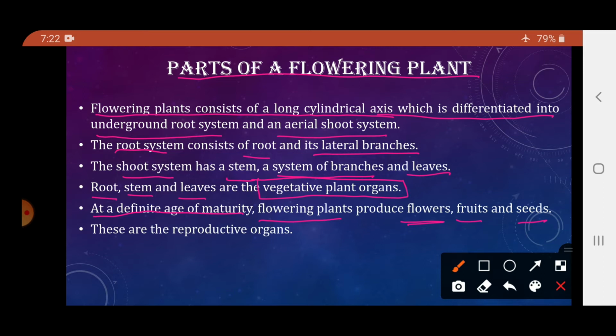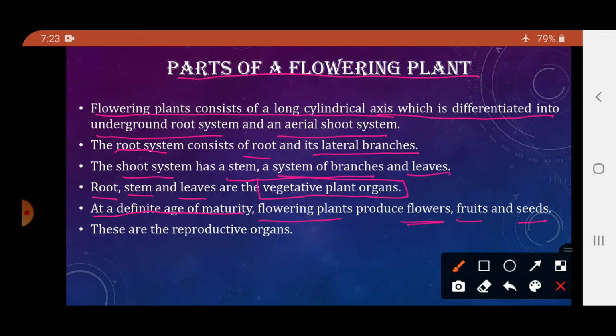See, starting में कभी भी flowers, fruits and seeds नहीं होंगे. Initially जब भी embryo में से plant develop होगा तो पहले structures क्या बनेंगे? Vegetative parts, that is root, stems and leaves. But after attaining a certain age of maturity, they start the production of flowers, fruits and seeds.